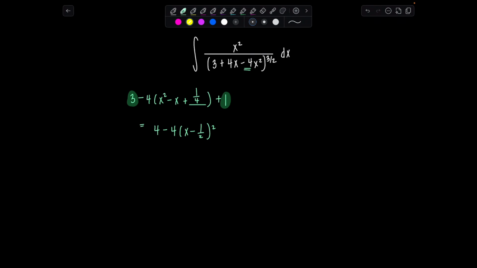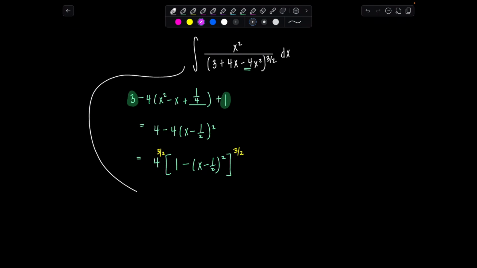Now the other thing I want you to notice is all of this is being raised to the 3/2 power. So I can simplify a little bit further because I can take 4 out from both the terms, and then I have 1 minus (x minus 1/2) squared. And then all of this is to the 3/2. So basically in the integral, this is to the 3/2 and this is to the 3/2. So let's rewrite what we have so far.